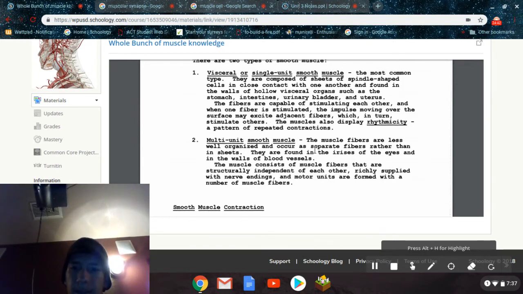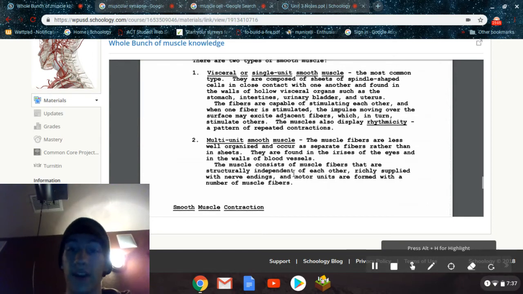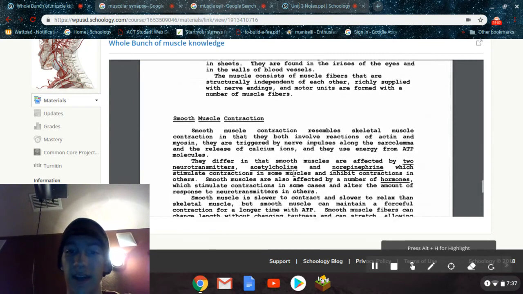They're structurally independent of one another, and they don't activate each other like visceral muscle does. Visceral, or single-unit, smooth muscle is activated only by neurons, but multi-unit has so many cells that it's really hard to control them consciously.